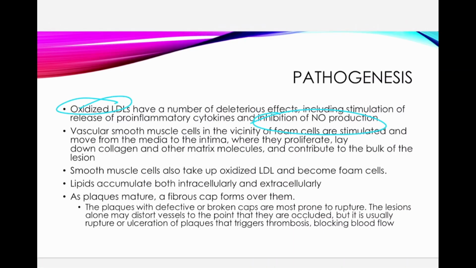So the vascular smooth muscle cells, where these foam cells are stimulated, move from the media to the intima, and they start building into the intimal layer, and it provides some more of the bulk of the occlusion due to the intimal layer thickening. Smooth muscle cells take up oxidized LDL, they become foam cells. Lipids accumulate intracellularly and extracellularly. As plaques mature, we get that fibrous cap over them. And that's what we want to keep stable, that plaque.